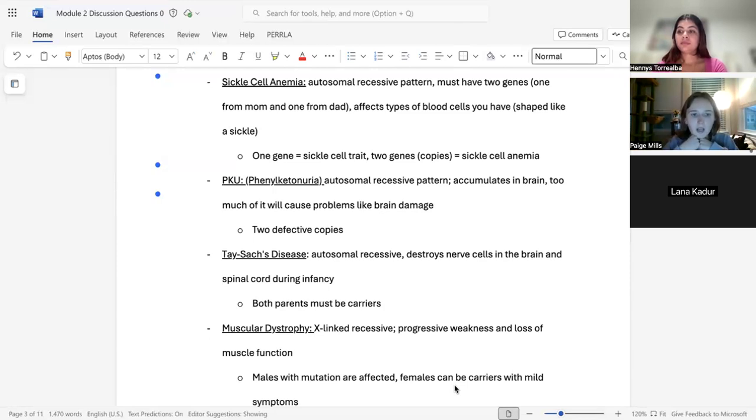Sickle cell anemia has two genes, and then sickle cell trait just has the one gene. So usually it's a lot more manageable and doesn't show a lot of symptoms. But having the two genes or copies results in sickle cell anemia, and it's a lot more severe.